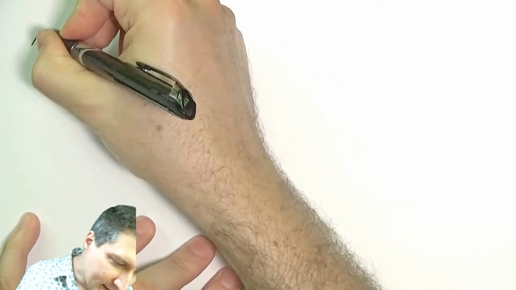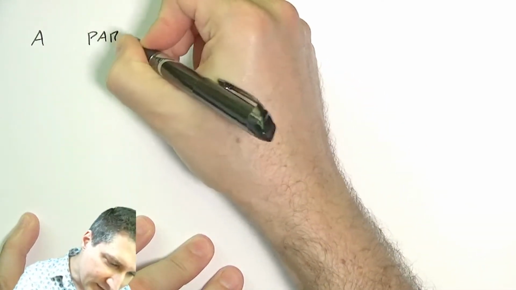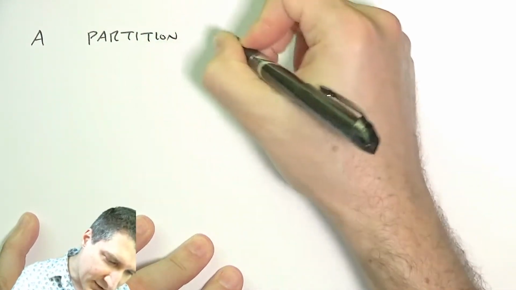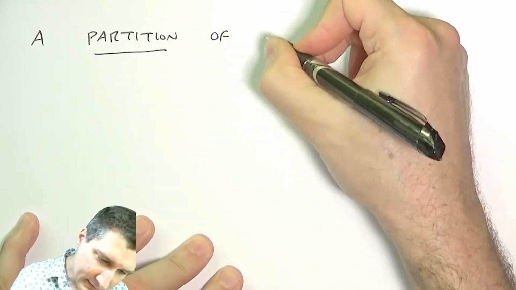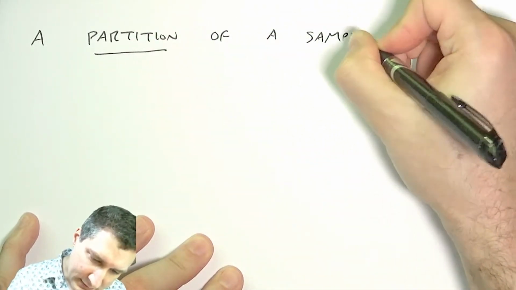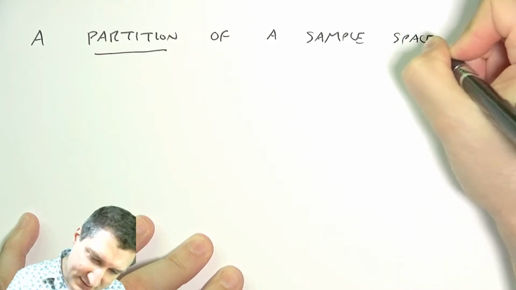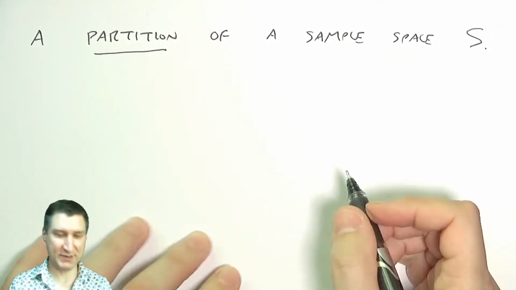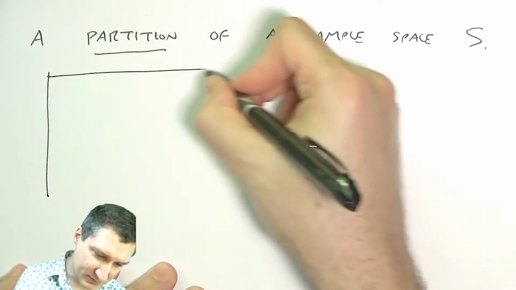So today I'm going to talk about what's called the total probability theorem. And first we need the idea of what's called a partition. Okay, so we have a sample space and a partition of a sample space S. First I'm going to draw a picture that makes this easier, and then we'll talk about the actual math.